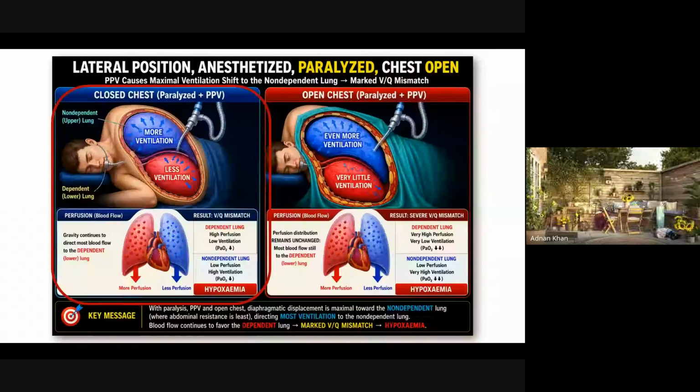However, with paralysis and positive pressure ventilation, the diaphragmatic displacement occurs preferentially toward the non-dependent lung, where the abdominal resistance is least in the closed chest, while opening the chest further increases the compliance of the non-dependent lung. As a result, most tidal volume is directed toward the non-dependent lung, while the dependent lung receives less ventilation despite receiving most of the blood flow. This again creates a significant ventilation perfusion mismatch and increases the likelihood of hypoxemia.